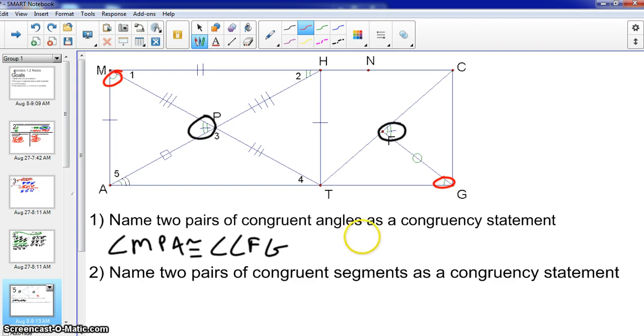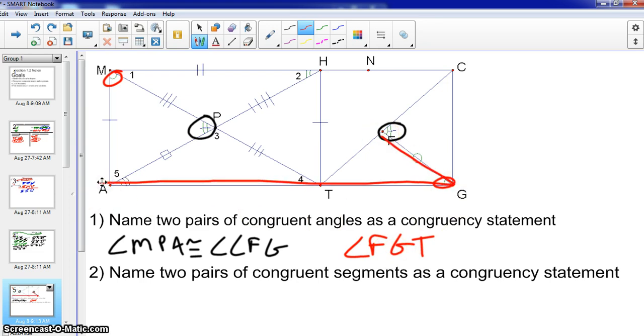A couple different ways you can write that. It's angle FGT down here, but you can also write FGA. If you were to go all the way across, you can use either the T or the A. And then the other angle it's congruent to is angle AMP. And again, you can do the P or the T.